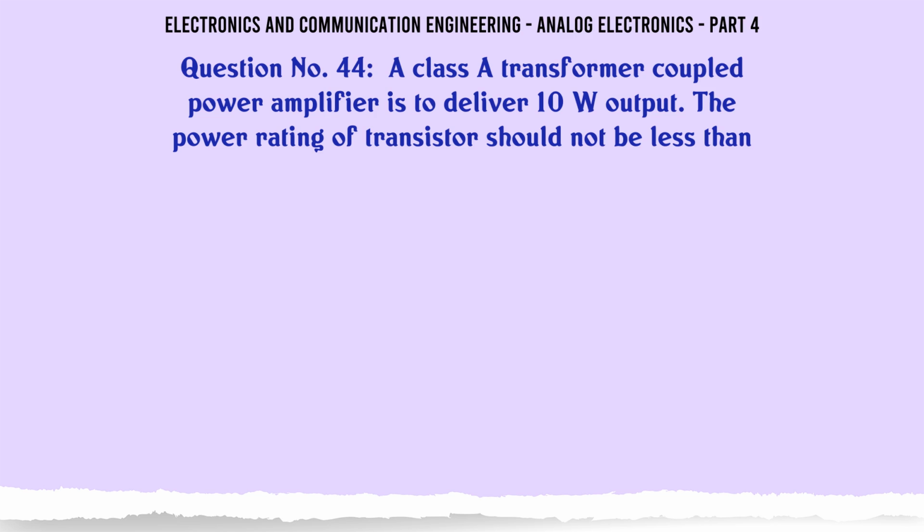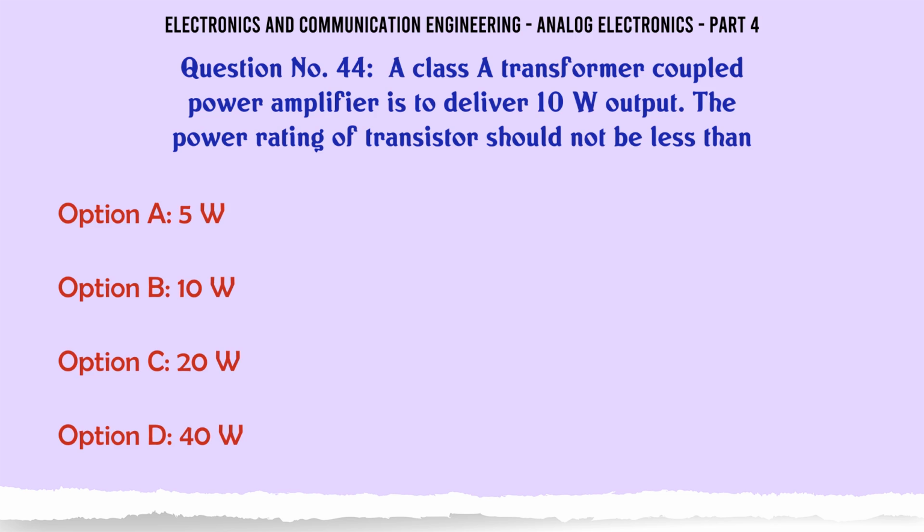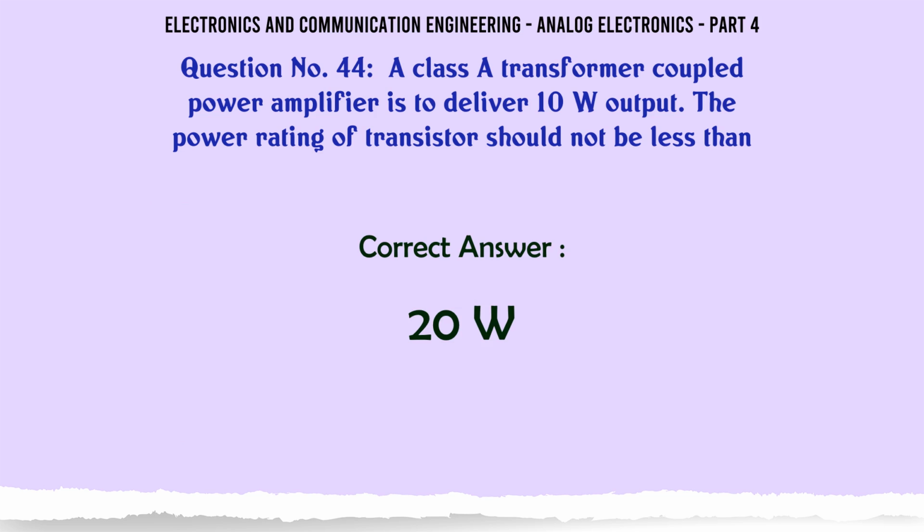A Class A transformer coupled power amplifier is to deliver 10 watts output. The power rating of transistor should not be less than A) 5 watts, B) 10 watts, C) 20 watts, D) 40 watts. The correct answer is 20 watts.